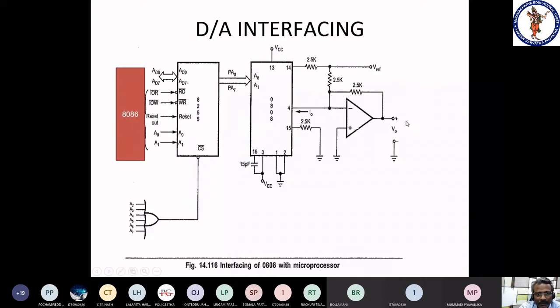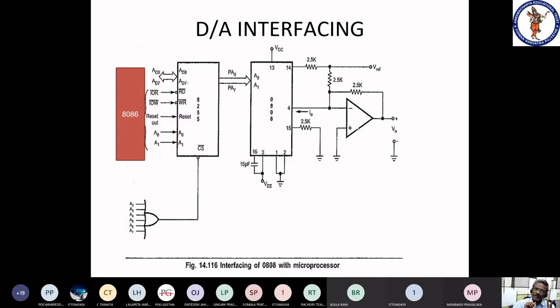At a glance, let us see a small interfacing of 8255 with the 8086 processor. Normally the question given is to interface 8255 with a digital to analog converter, and how many ports are required. So this is the interfacing diagram to interface an 8-bit digital to analog converter.